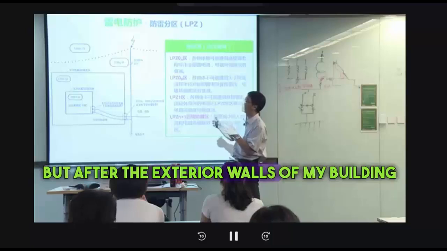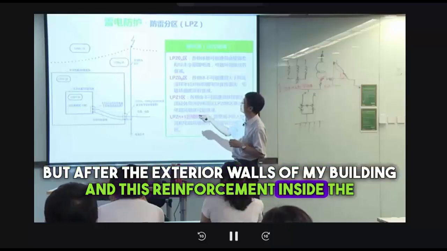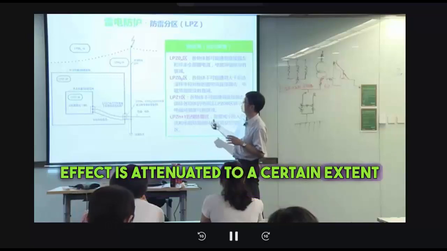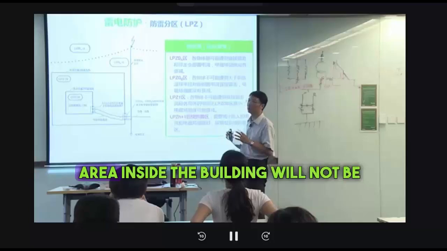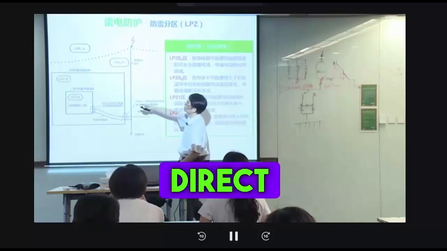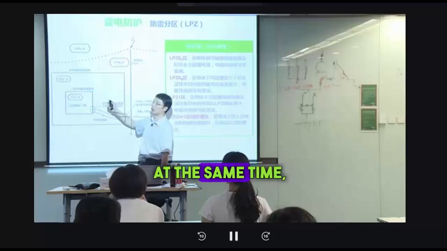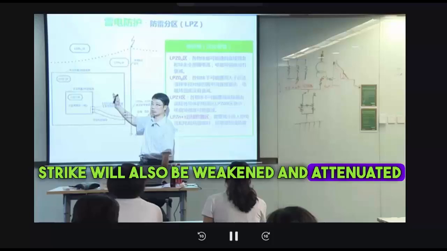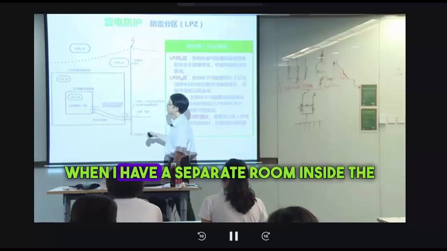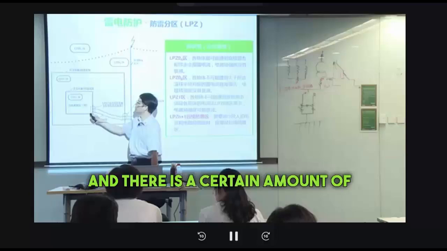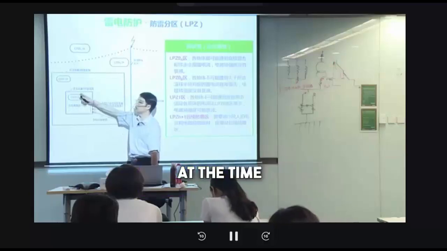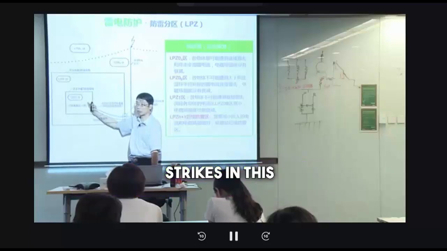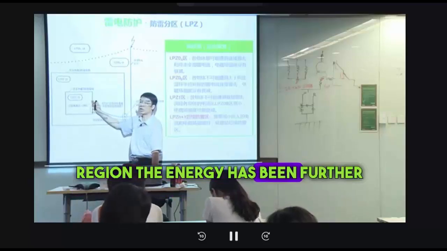But after the exterior walls of the building and the reinforcement inside the exterior walls, the shielding effect attenuates it to a certain extent. Entering LPZ1, the area inside the building will not be attacked by direct strikes. At the same time, the electromagnetic pulse of the lightning strike will also be weakened. In the same way, when I have a separate room inside the building with a certain amount of shielding, it further attenuates the electromagnetic pulse of the lightning strike in the LPZ2 region. The energy has been further weakened.